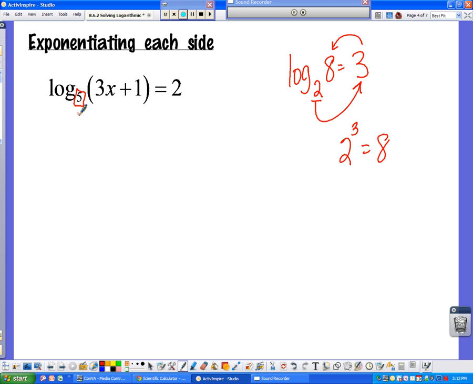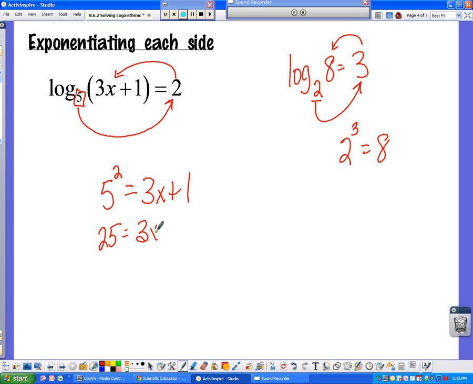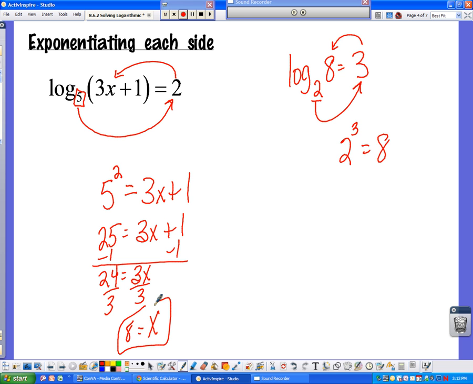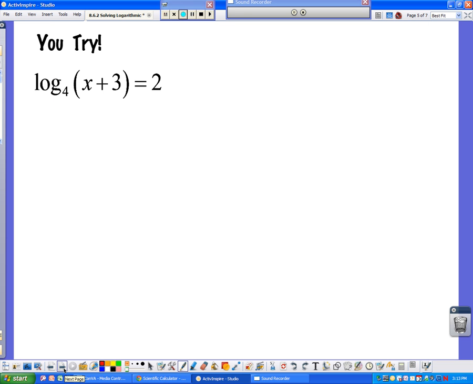And so with these, this is going to be exactly the same. So you start with your base. That is your exponent. So it's 5 squared equals, and then that's your number, 3x plus 1. So 5 squared is 25. 3x plus 1 minus 1. So I get 24 equals 3x, and divide by 3. So in this case, x equals 8. Okay. All right, so go ahead and pause the video and try this one.